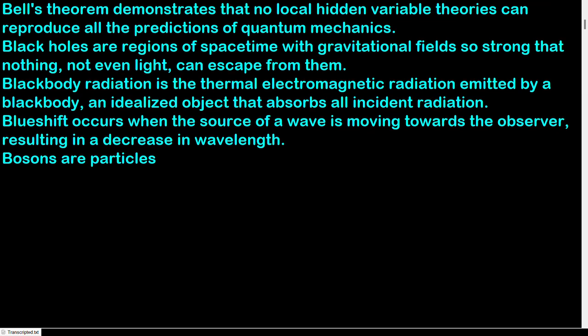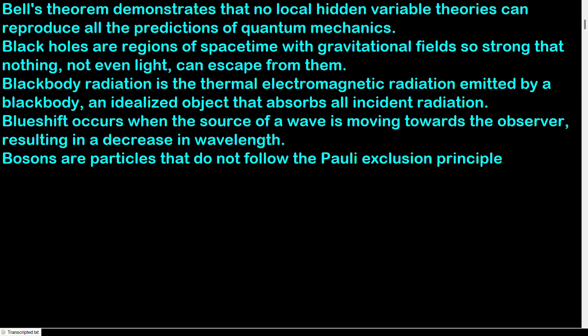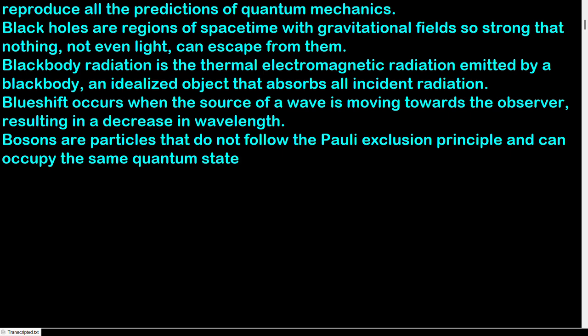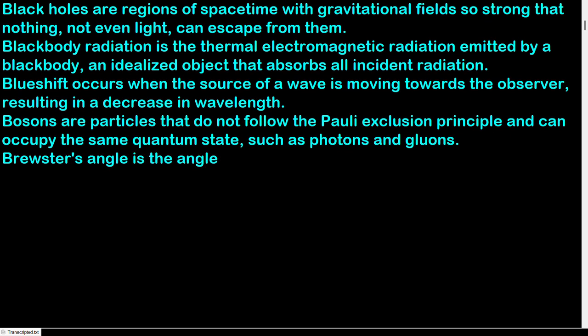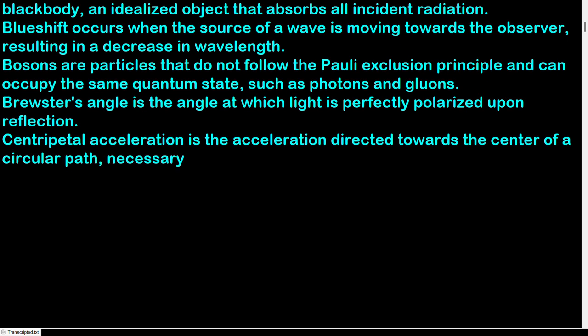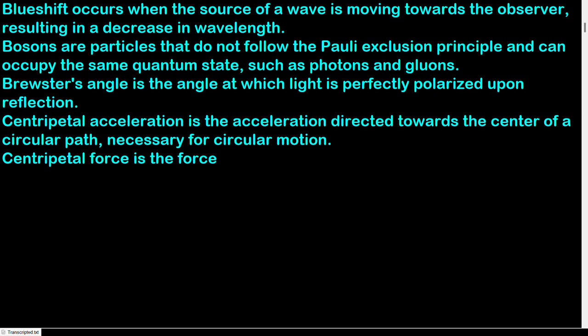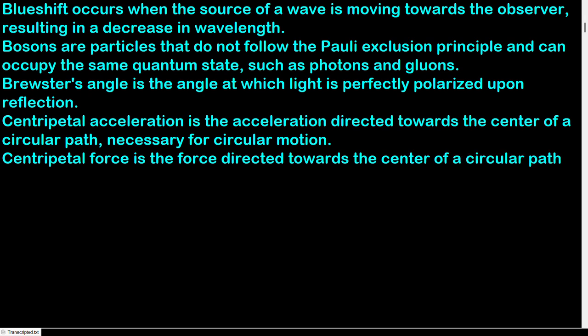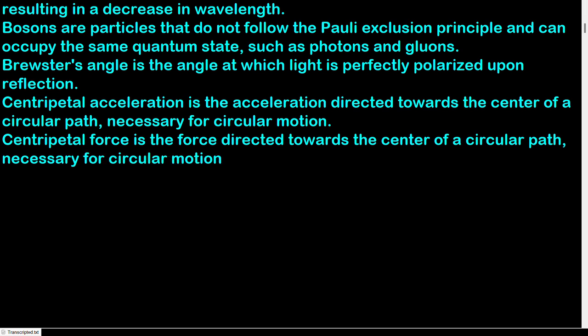Bosons are particles that do not follow the Pauli exclusion principle and can occupy the same quantum state, such as photons and gluons. Brewster's angle is the angle at which light is perfectly polarized upon reflection. Centripetal acceleration is the acceleration directed towards the center of a circular path, necessary for circular motion. Centripetal force is the force directed towards the center of a circular path, necessary for circular motion.